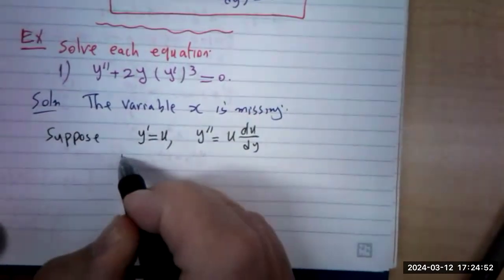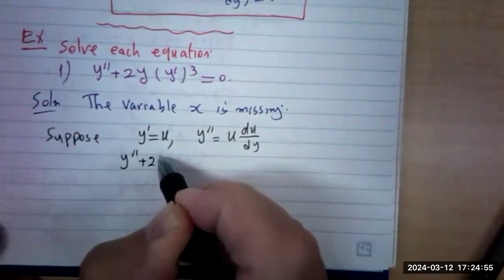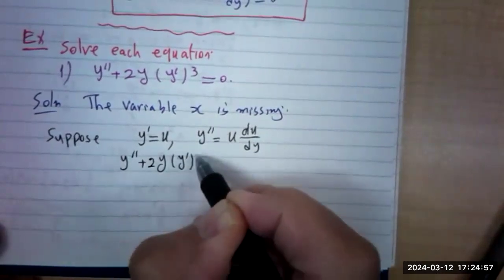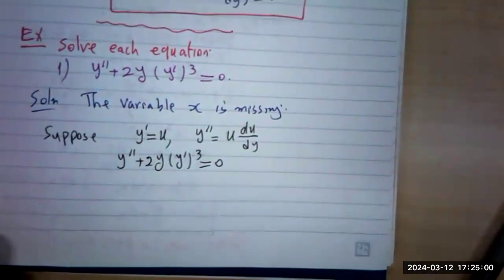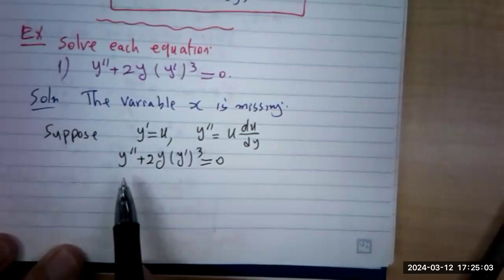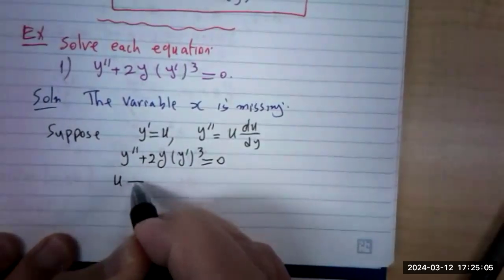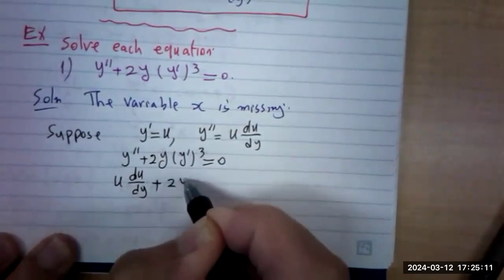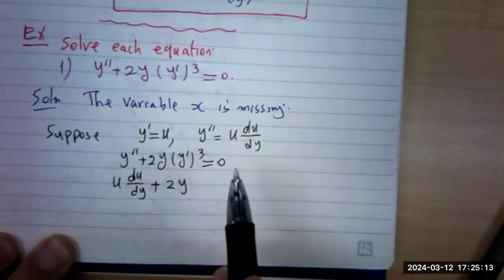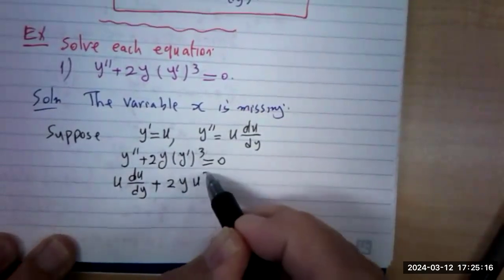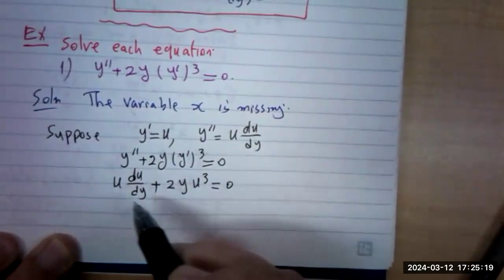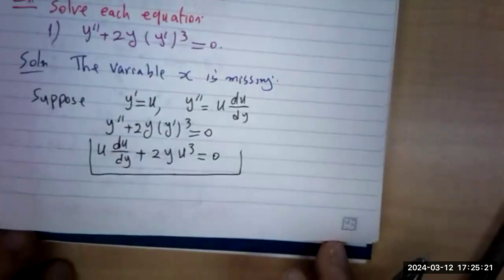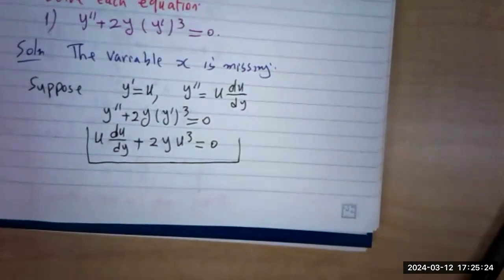So our equation is, I repeat it, y double prime plus 2y y prime cubed equal to 0. Substitute. Your y double prime would be u du/dy. That's y double prime. That's 2y y prime. y prime is u. I give you u cubed. u cubed equal to 0. So this is the equation that you have to solve. Remember, from now on, your function is u, the variable is y, and your derivative is du/dy.